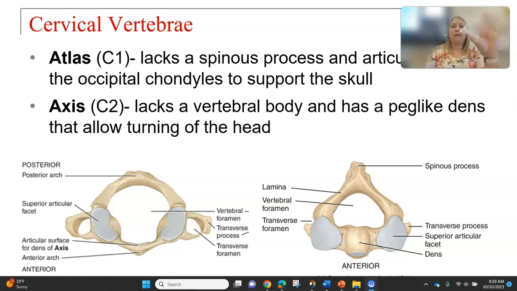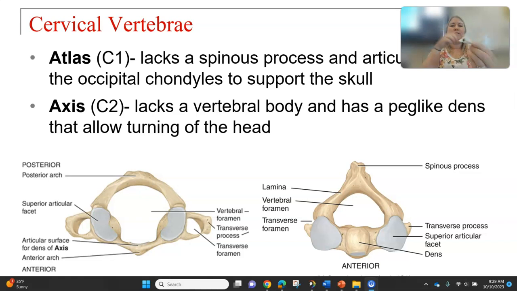So the name Atlas comes from the Greek god. If you can think about it, there's a sculpture of a man that's kind of kneeling down and has the whole world on his shoulders. That was the Greek god Atlas. And so Atlas, our C1 vertebra, holds your skull on top of it. So if you think of your brain and your head being the world, Atlas does hold up the world.